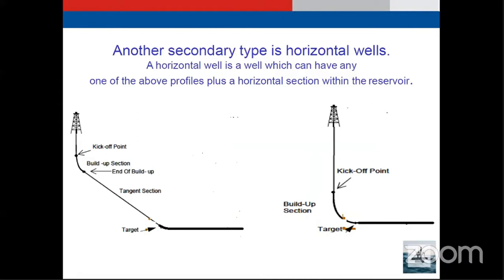Horizontal drilling. I can make horizontal wells. What is a horizontal well? A horizontal well is a directional well. Basically, it is an ordinary directional well, but it has an inclination angle of 90 degrees. So I can make a horizontal well with any type of profile.